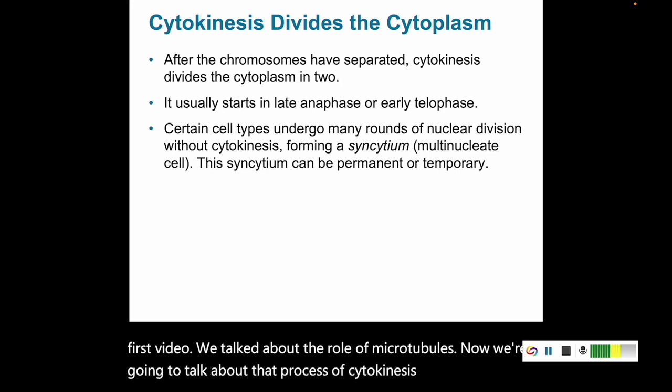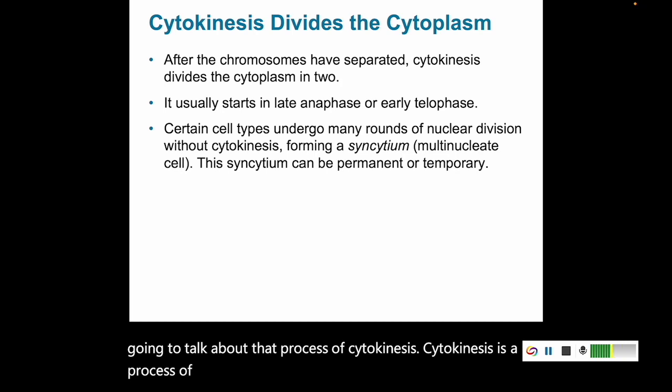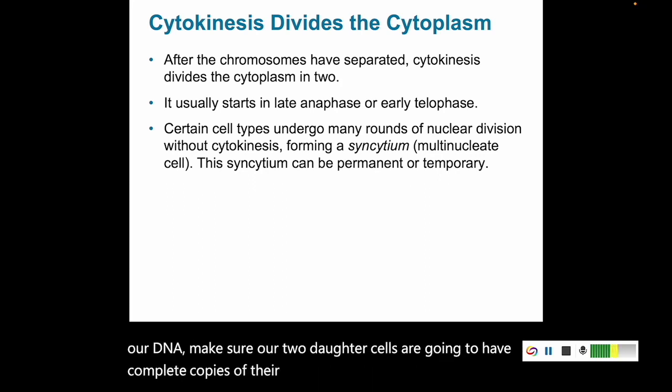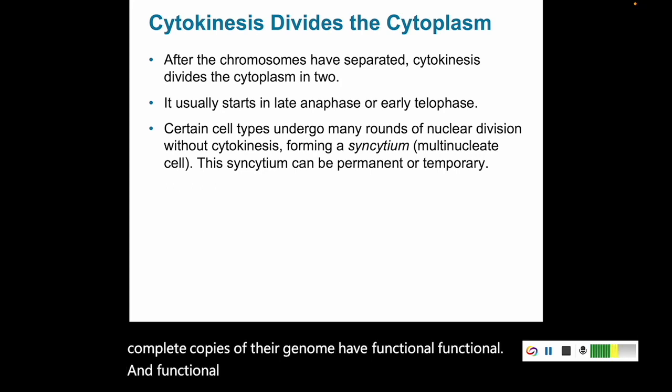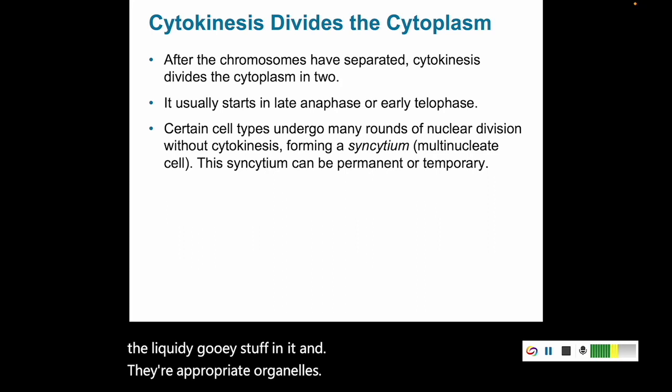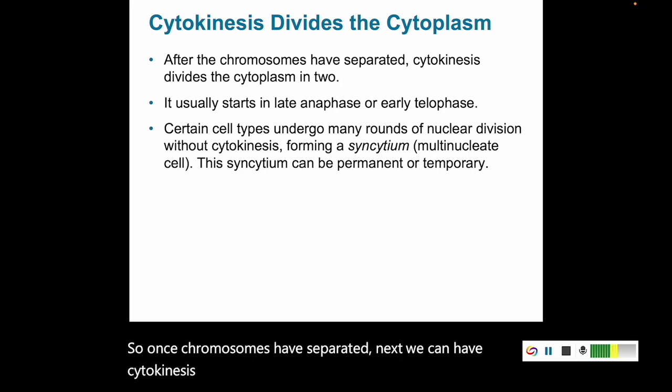Cytokinesis is the process of dividing the cytoplasm. So not only do we have to copy our DNA, make sure our two daughter cells are going to have complete copies of their genome, have functional nuclei. We also have to make sure that they have the liquidy, gooey stuff in it and their appropriate organelles. So once chromosomes have separated, next we can have cytokinesis, which is going to divide the cytoplasm in half or into two.